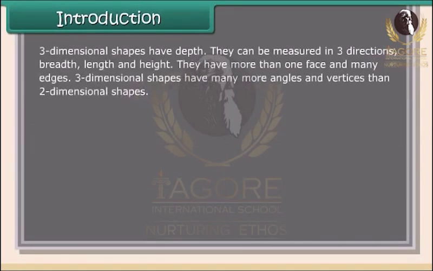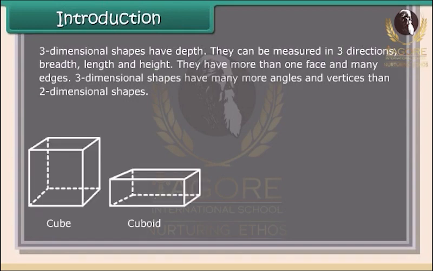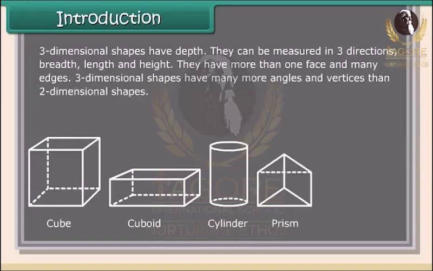Three-dimensional shapes have depth. They can be measured in three directions, breadth, length and height. They have more than one face and many edges. Three-dimensional shapes have many more angles and vertices than two-dimensional shapes, such as cube, cuboid, cylinder, prism, pyramid, etc. Two-dimensional shapes, three-dimensional shapes.